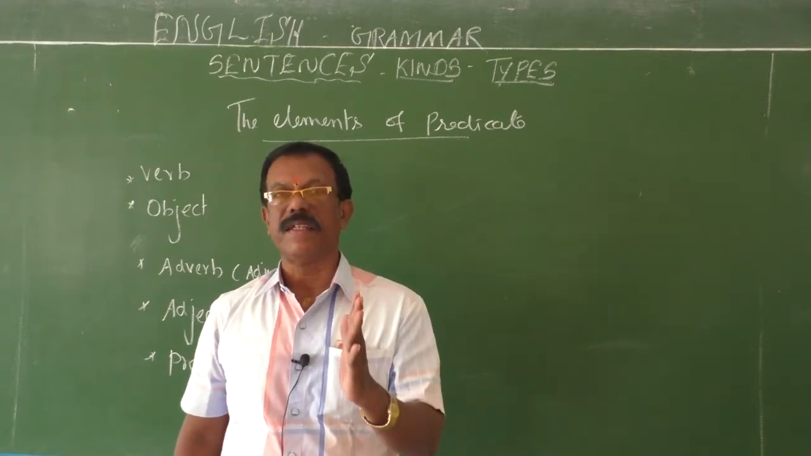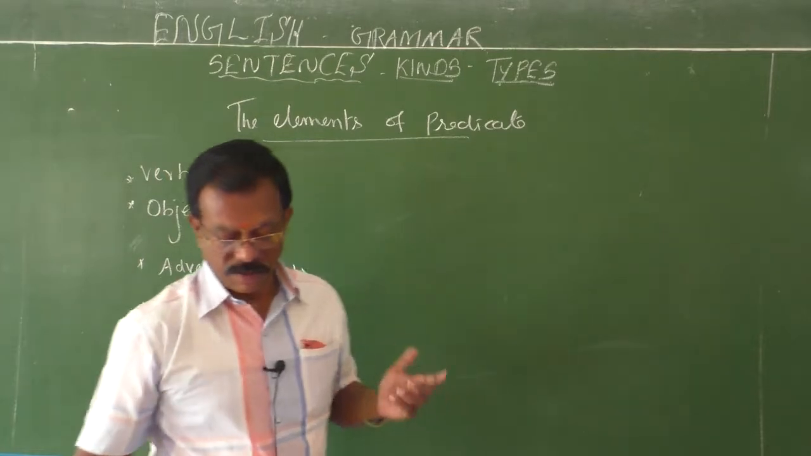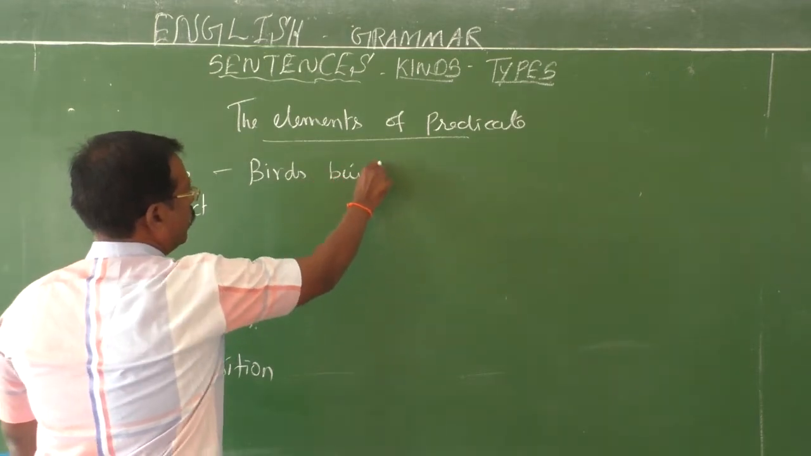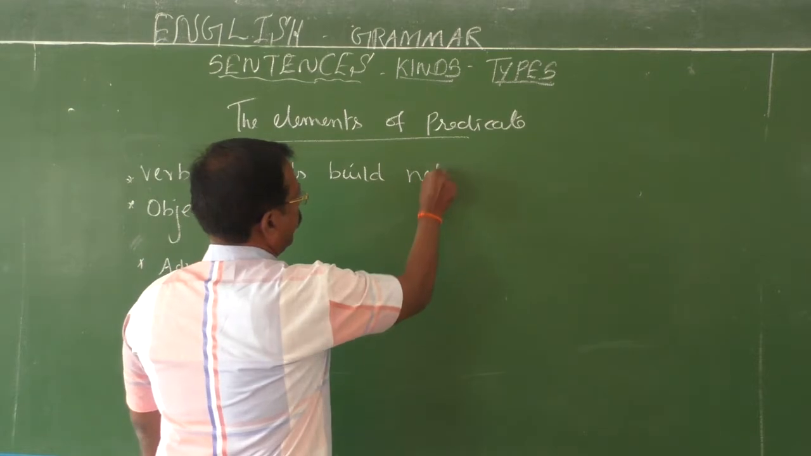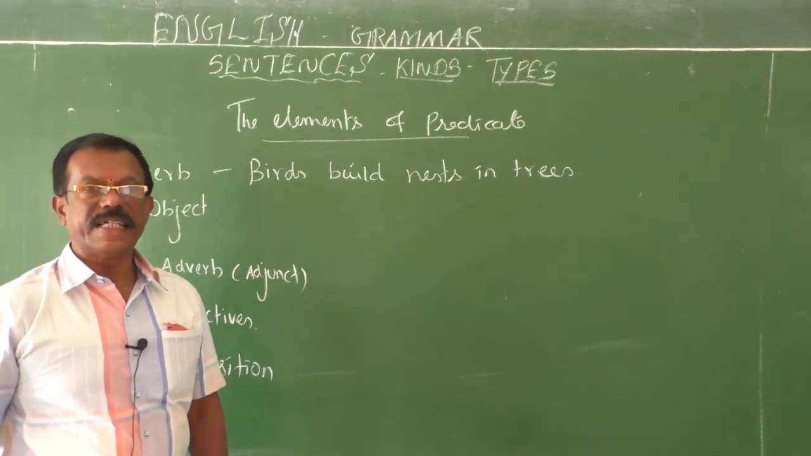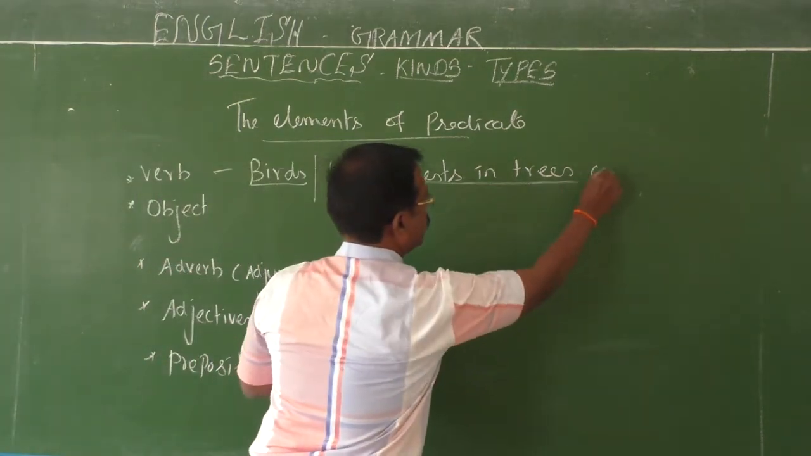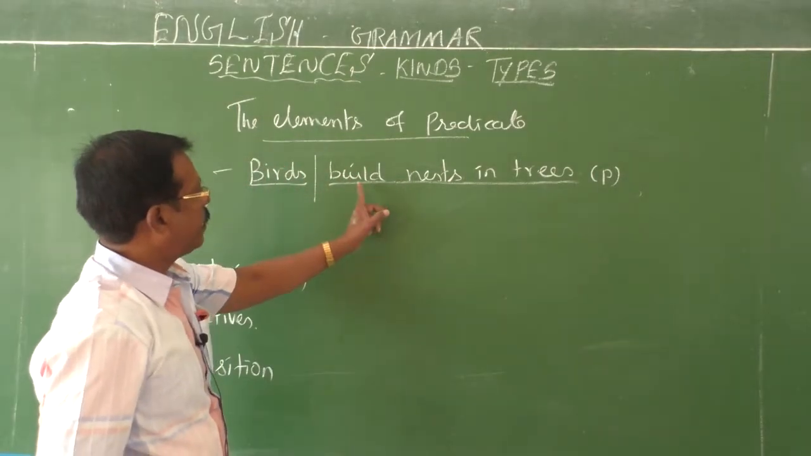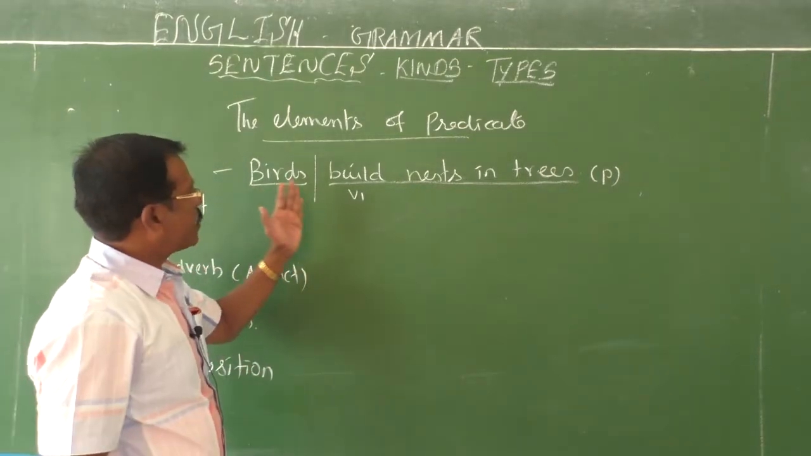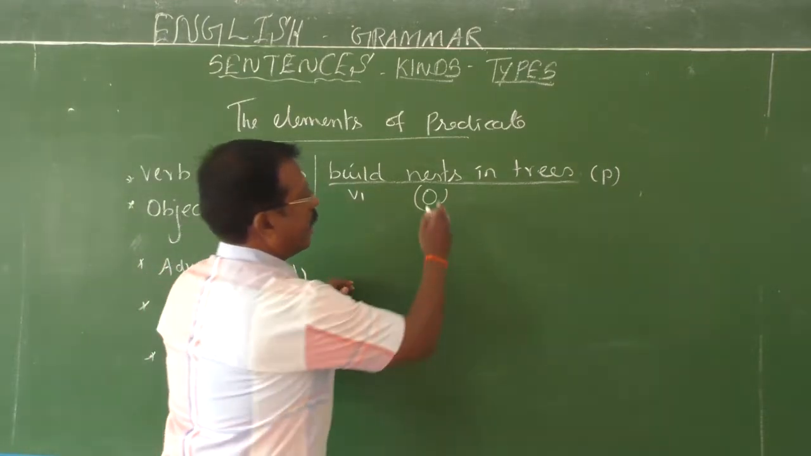Without verb, you cannot imagine a sentence. Let me give one example for each element. Okay, to begin with verb. Birds build nests in trees. Here birds is the subject part of a sentence, then build nest in trees is a predicate part. In this predicate, build is a verb. It is a finite verb. Birds build what? If you ask the question, then you will get an answer. Nest is an object. And in trees, adjunct.